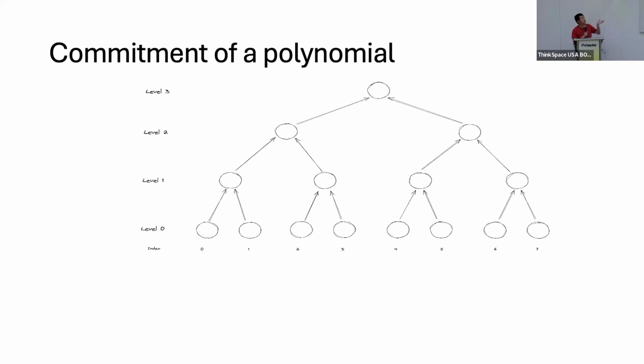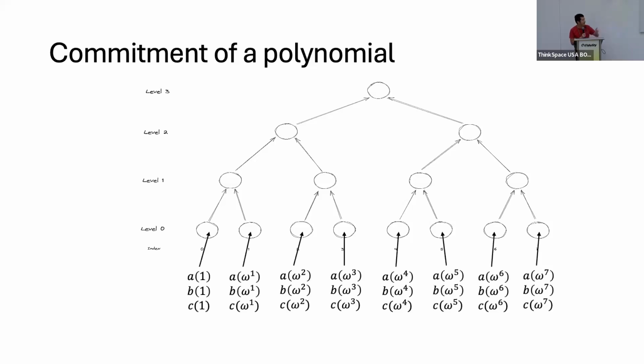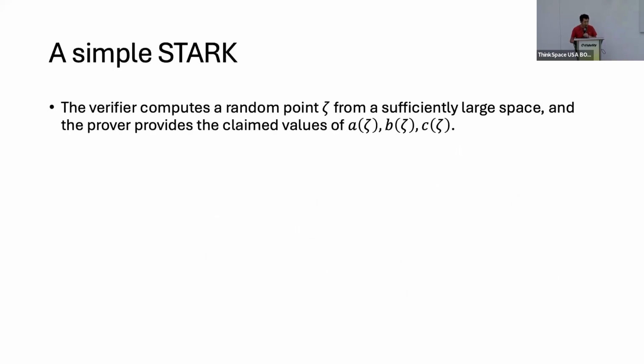And so the commitment of a polynomial will eventually just be a Merkle tree, actually the root of the Merkle tree. And on the leaves of this Merkle tree is basically just the evaluation of A, B, and C over those points. One thing that I want to point out is that you don't actually need 3 different trees to commit A, B, and C. You can commit them on the same one. You have one tree and each of the leaves will be the evaluation of A, B, and C put together.